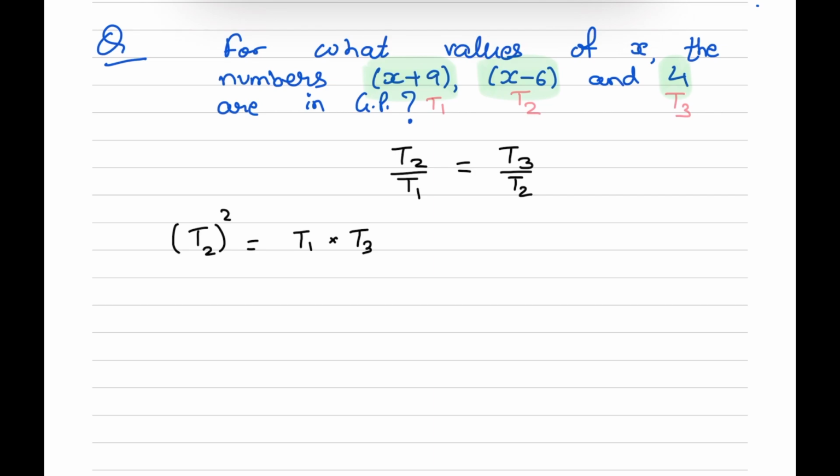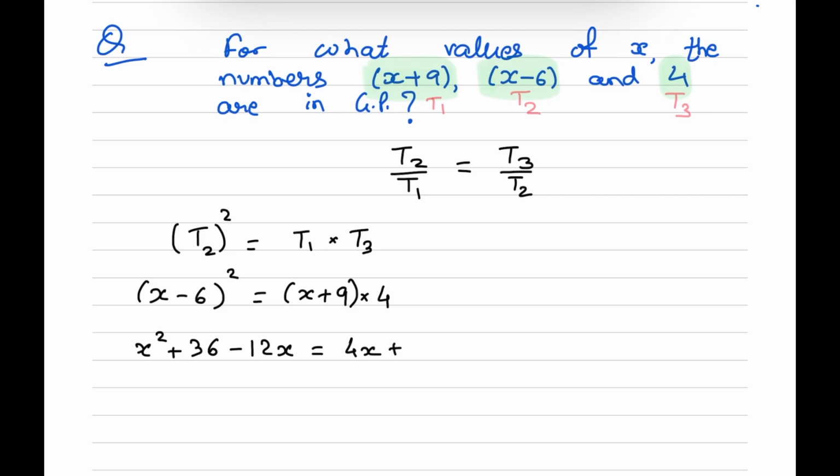So putting the given numbers in this equation, we get x minus 6 whole squared equals x plus 9 times 4. On expanding the left hand side using the identity, we get x squared plus 36 minus 12x equals, expanding the right hand side using distributive property, we get 4x plus 36.